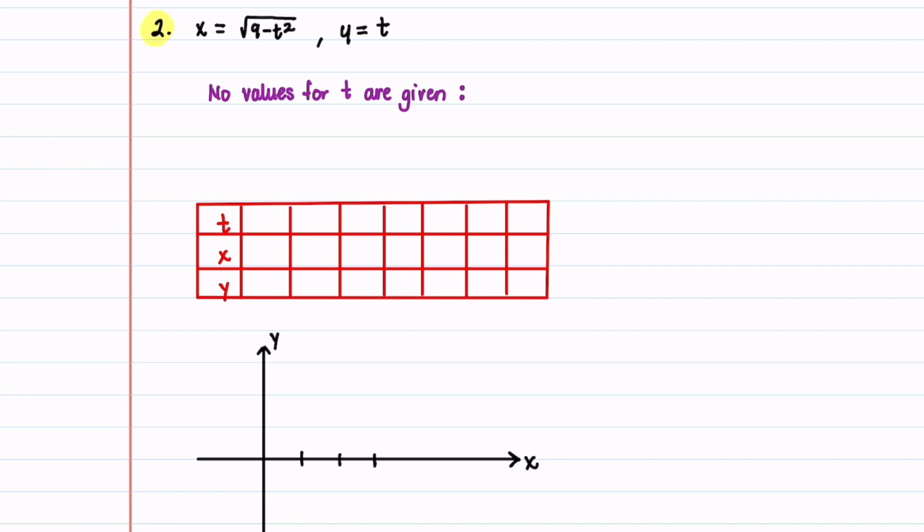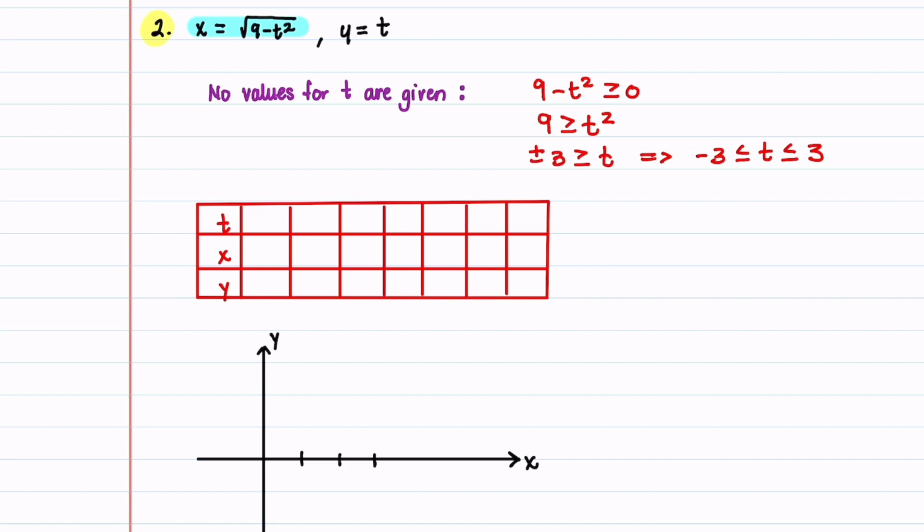In our second example, x is the square root of 9 minus t squared and y is equal to t. Since no values for t are given, we need to determine what values should be used. We know that 9 minus t squared must be greater than or equal to 0 because it's inside the square root. So we have 9 is greater than or equal to t squared. This gives us plus or minus 3 is greater than or equal to t, which we can write more compactly as -3 is less than or equal to t is less than or equal to 3.